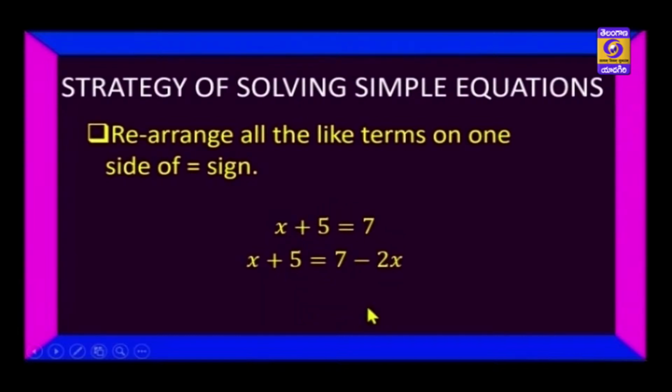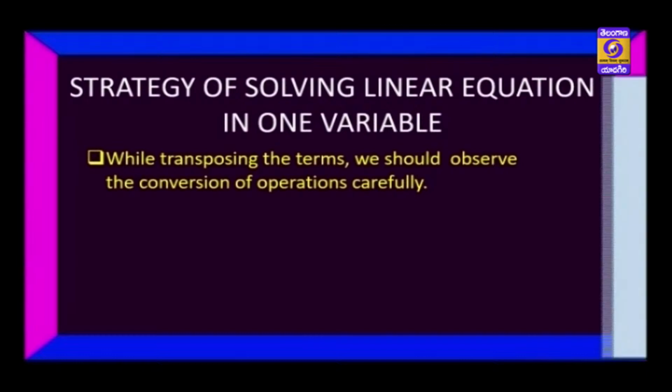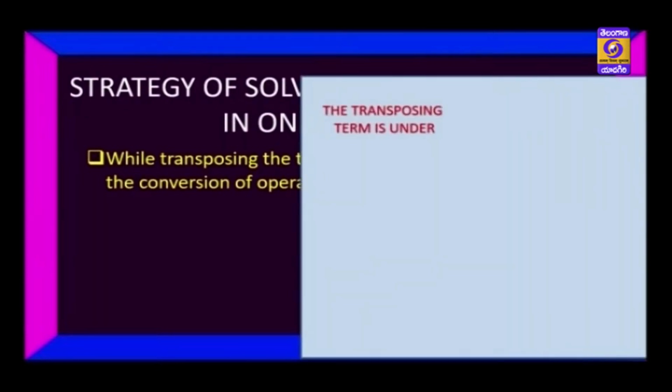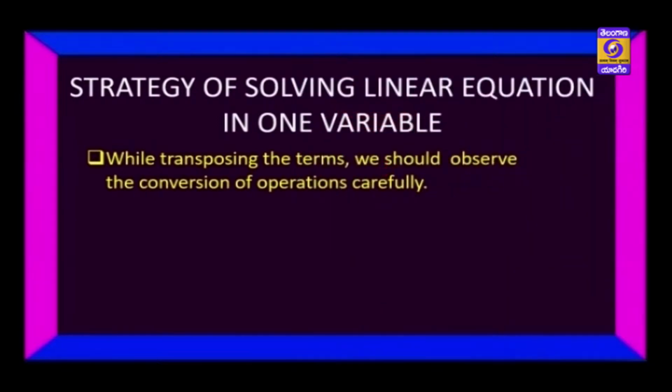And the next point we see, while transposing the terms, we must be careful about the conversion of operations. If the transposing term is under addition, after transposing the operation should change to subtraction. If the transposing term is under subtraction, it should change to addition after transposing. And if the transposing term is under multiplication, it must change to division. Similarly, the division operation changes to multiplication operation. You see one example here. Suppose x plus 7 is equal to 10. Here, which term do we have to transpose? The 7 has to be transposed to the right side because it is a known term.